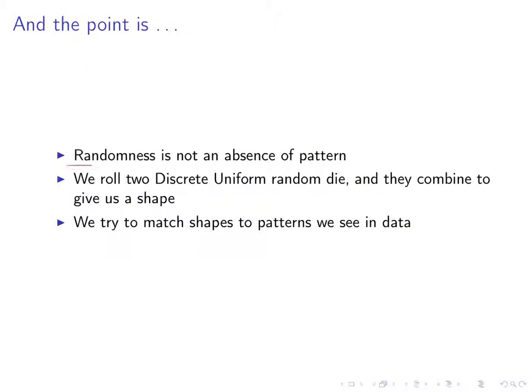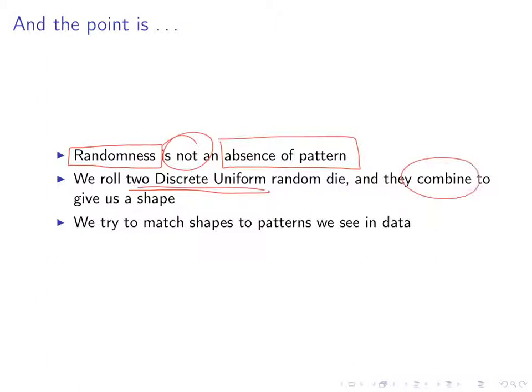So, the key idea: randomness is not to do with an absence of pattern. When we roll two discrete uniform dice, they combine and they give us quite a shape. Part of the goal of statistics is to match shapes we see in data to these kinds of mathematical patterns.